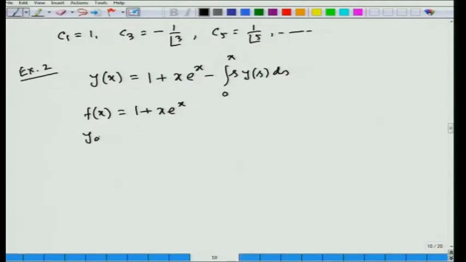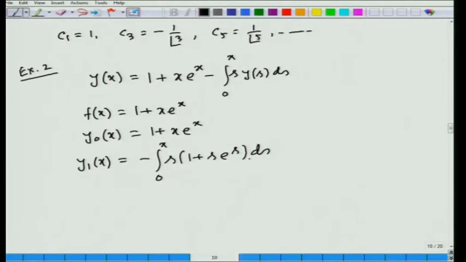As per the described method, here y0(x) is equal to 1 plus x e to the power x, and then if we are going to calculate y1(x), it is minus the integral from 0 to x of s times (1 plus s e to the power s) ds. You can clearly understand one part can be evaluated very easily, that is the first part, x square by 2, but for the second part we need the repeated application of integration by parts, that is s square e to the power s ds.